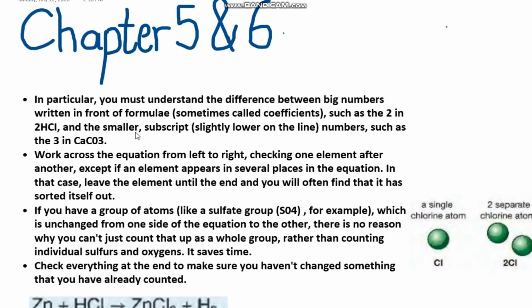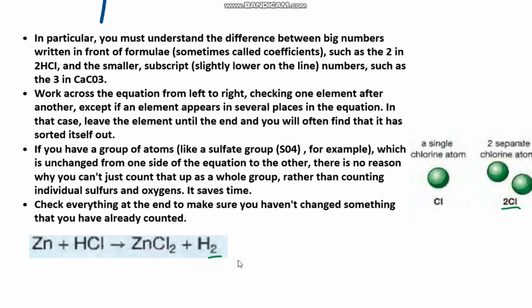You must understand the difference between big numbers like this and here, and the small numbers like here. This is called a coefficient, as it is written here, coefficients which bring in balance within the equation, and these smaller ones are called subscripts. These are the two main differences. The coefficient is to balance the equation, and the subscript is already within an element.